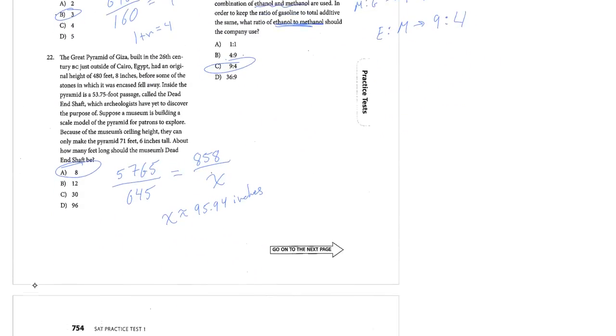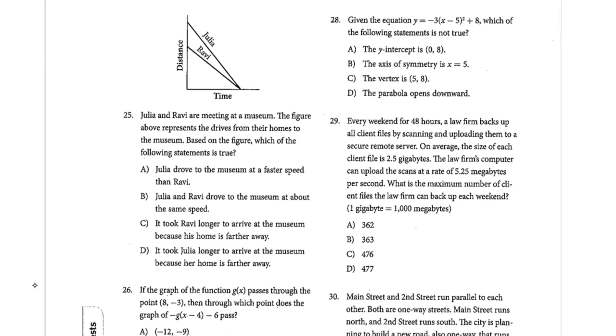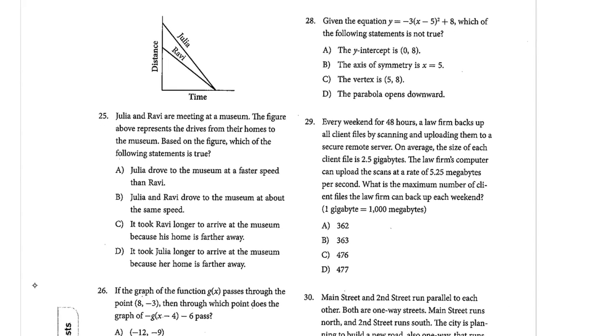All right, moving on to 25. We have Julia and Ravi are meeting at a museum. The figure above represents the drives from their homes to the museum. Based on the figure, which of the following statements is true?